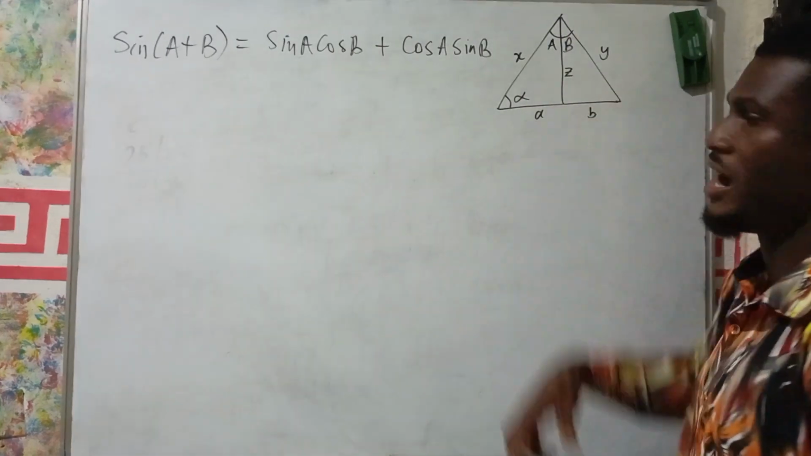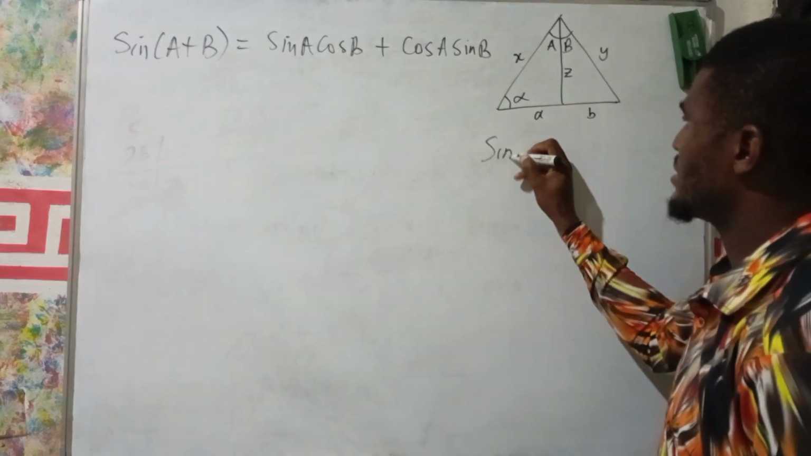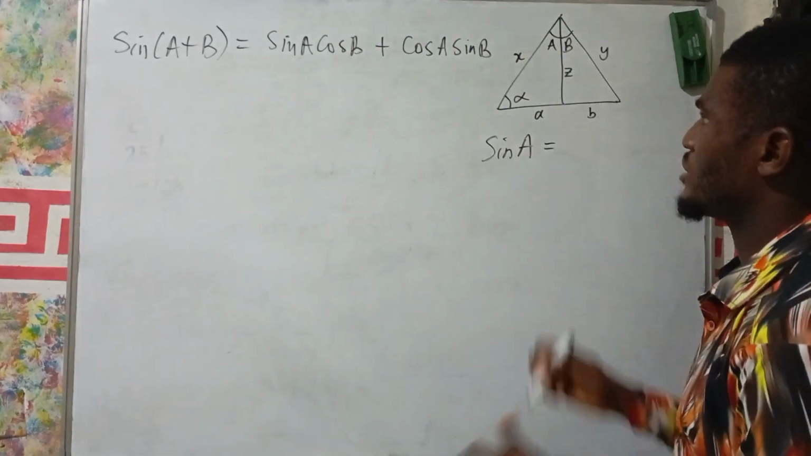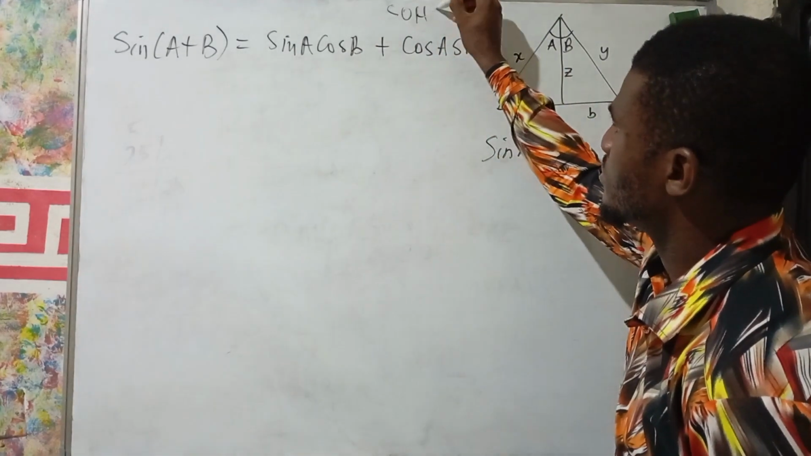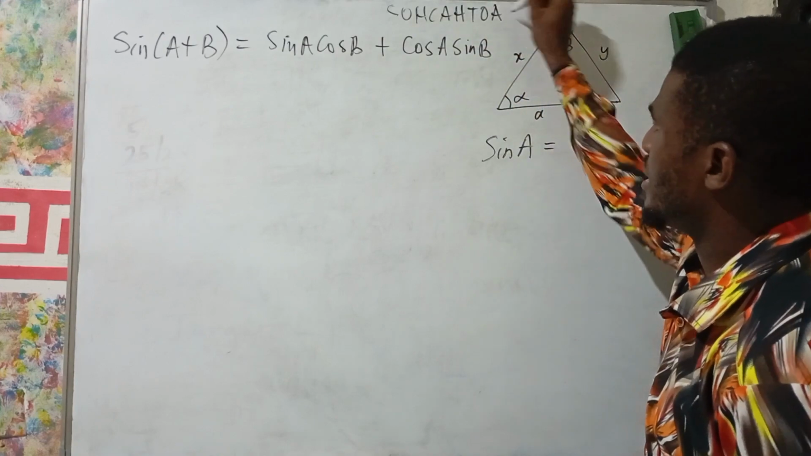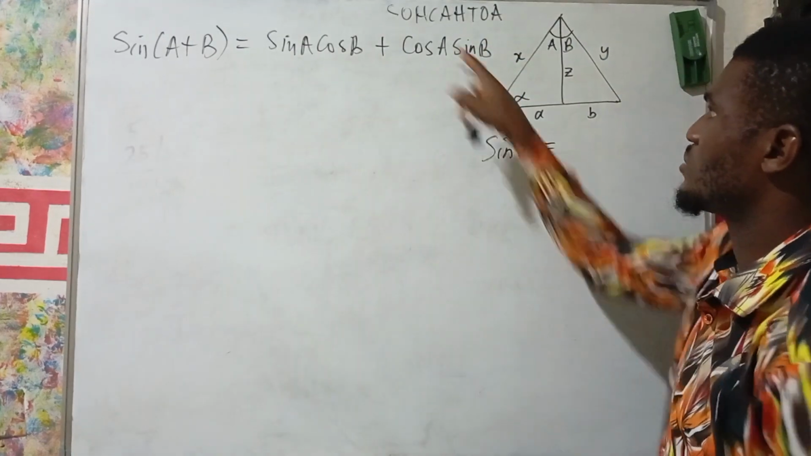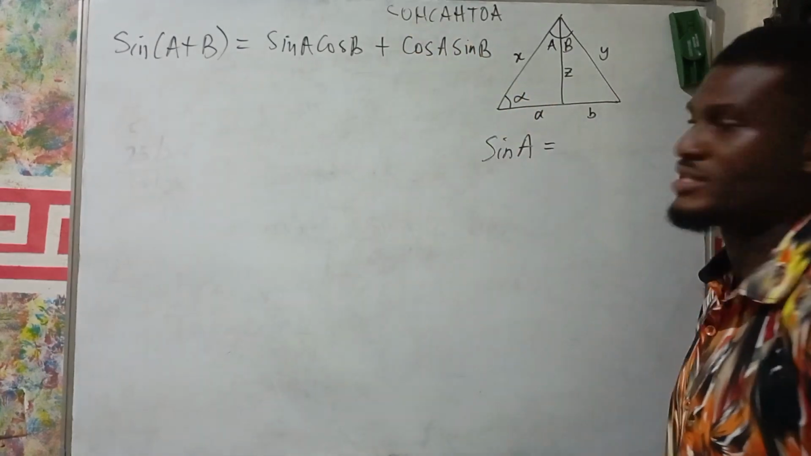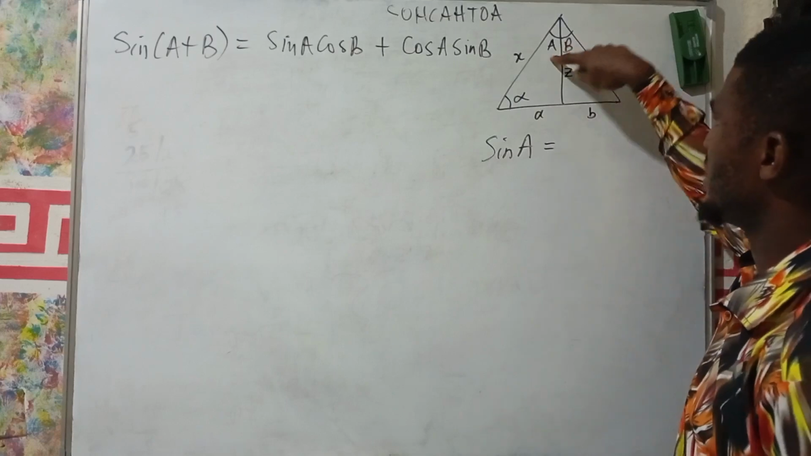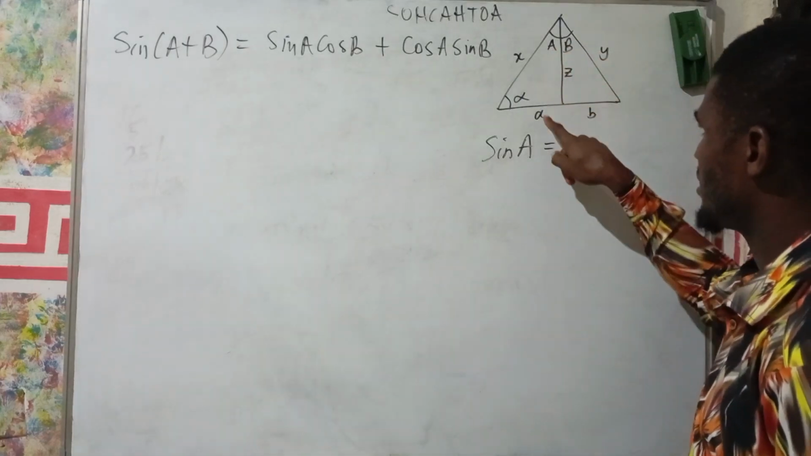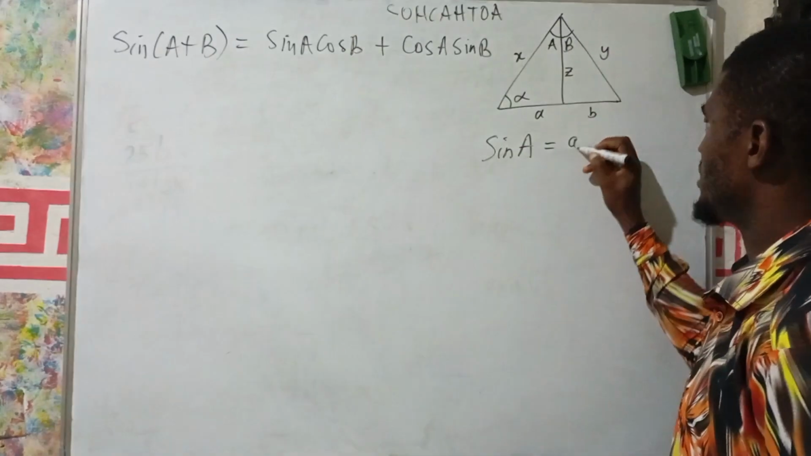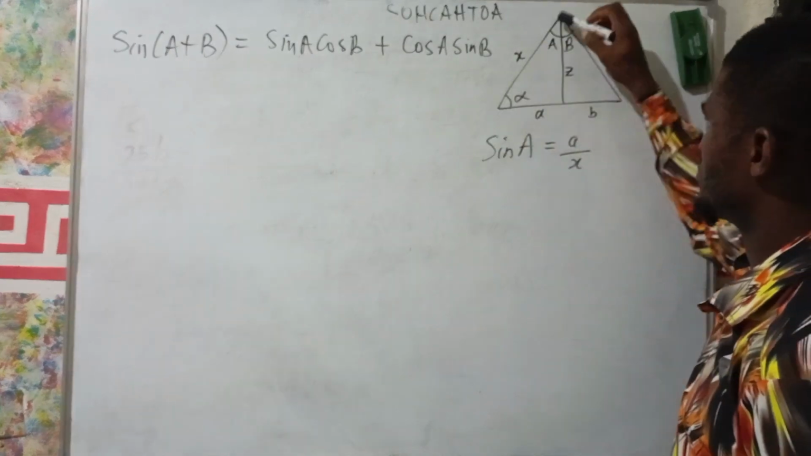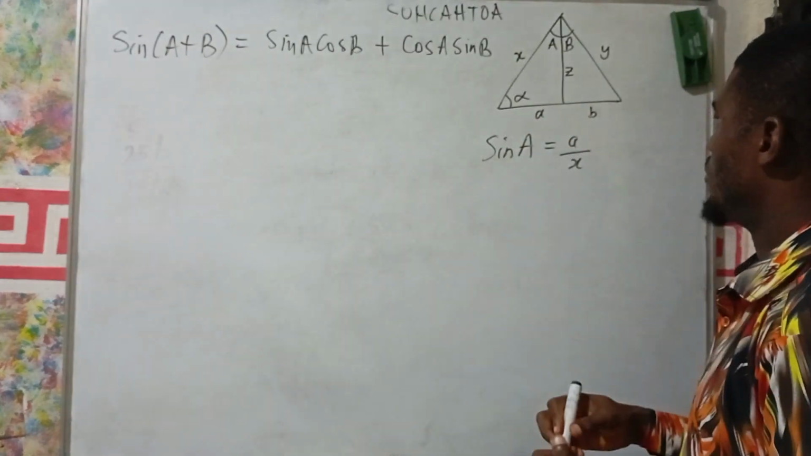Now based on what we have here, we can say that sine of A would be, using SOHCAHTOA, where sine of an angle is equal to the opposite side over the hypotenuse. Remember, the hypotenuse is the longest side. So sine A: the side opposite angle A is small a, so that will be a over the longest side of the triangle, which is X. So you're considering this triangle.